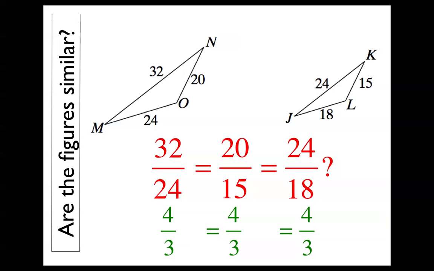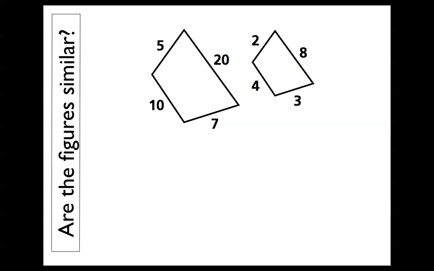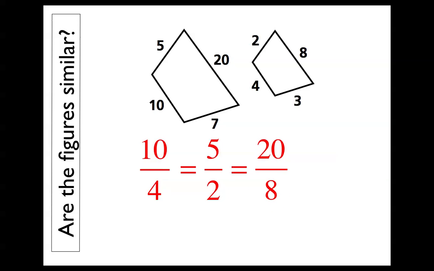So are these two figures similar? Yes, they're similar because they're the same exact shape. They're proportional. They're just different sizes. Let's try another one. These two trapezoids look like they might be similar, but the only way to tell is to put it to the test. So we're going to do 10 corresponding to 4 and see if that's equal to 5 corresponding to 2, and then see if that's equal to 20 corresponding to 8, and then see if that's equal to the 7 and the 3. So then we just reduce all of these.